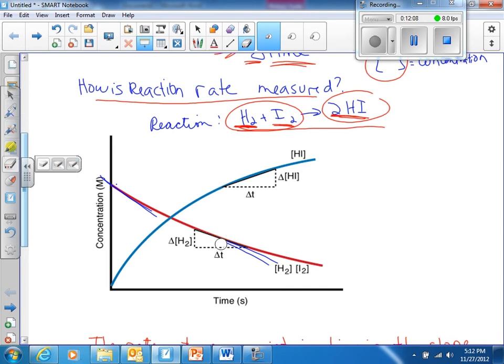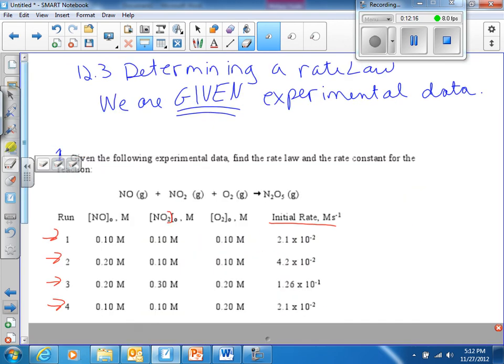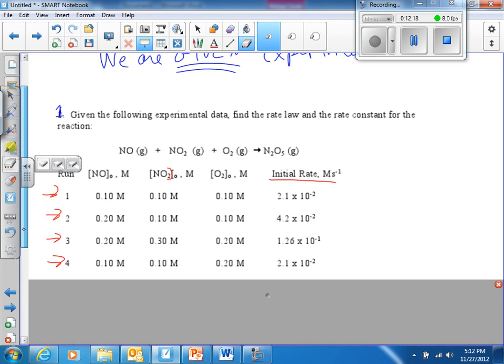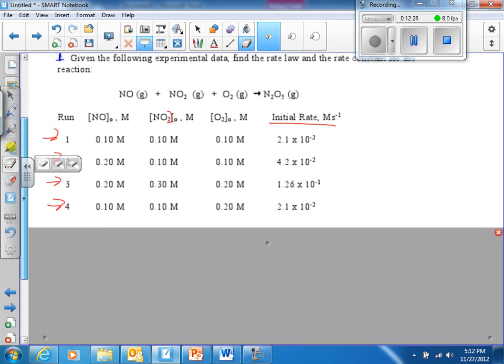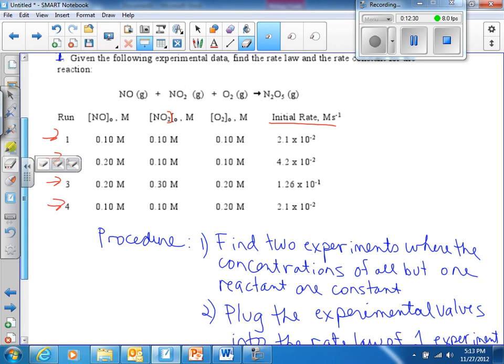So let's pretend I didn't do this over here, because we need to know the initial concentration, and we look at the initial rates. So let's go back to our problem. So you run a bunch of those experiments. You look at the initial rate of reaction, because you know your initial concentrations of each chemical. So what do we do with this data? We get the data, and there's a procedure here.